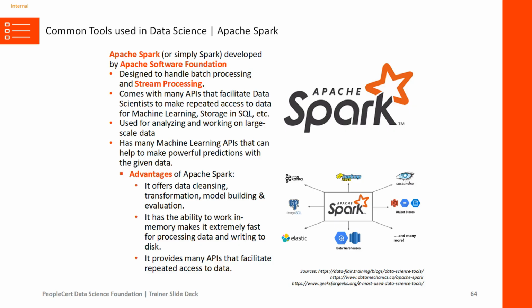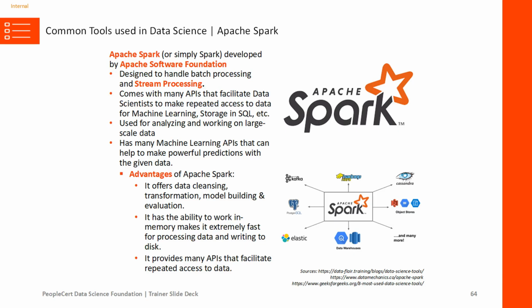The next important tool is Apache Spark. Apache Spark is developed by the Apache Software Foundation. It is designed to handle batch processing and stream processing. There are various APIs which help data scientists make repeated access to data for machine learning and storage in SQL. So Apache Spark can be used for these kinds of things. It is used for analyzing and working on large scale data. It also has many machine learning APIs that can help make powerful predictions with the given data.